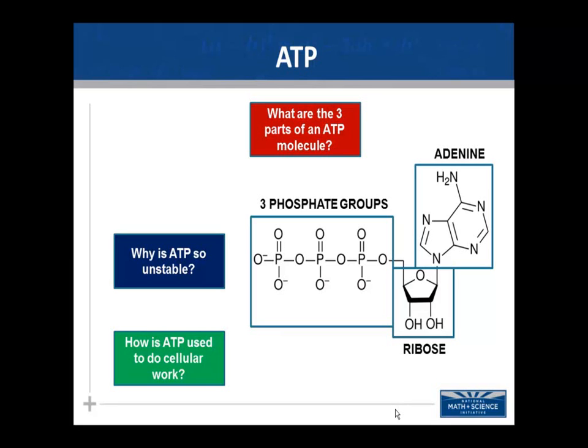Okay, so ATP is an excellent molecule for cellular energy use because it's very unstable. That final bond between the 2nd and 3rd phosphate groups can easily be broken to perform cellular work through phosphorylation.